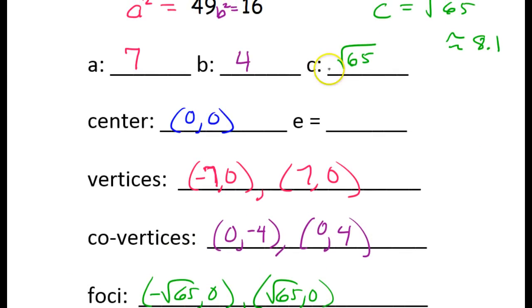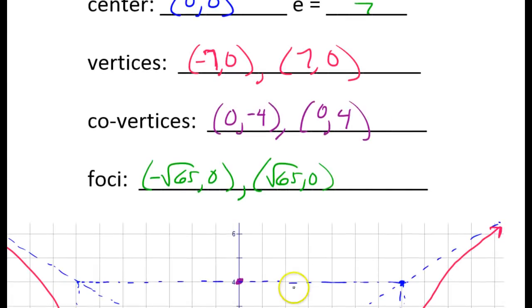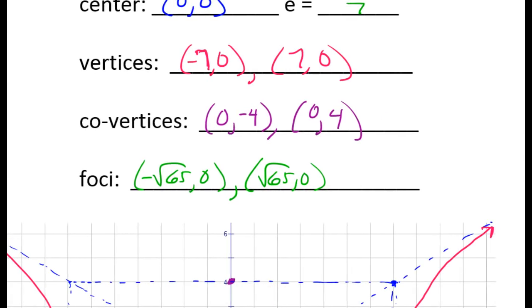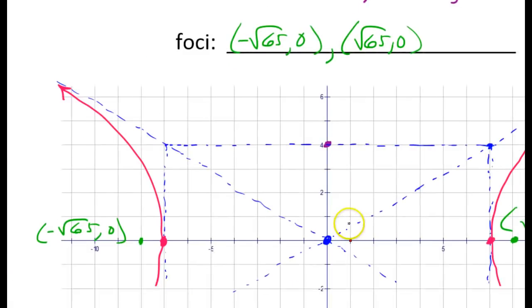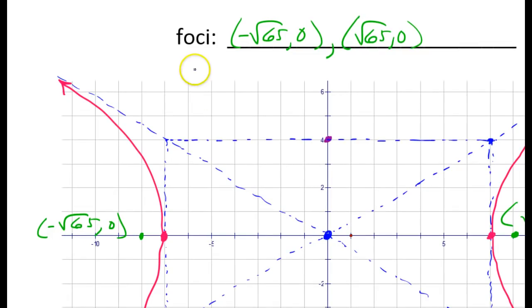The eccentricity is still c over a, so that'll be radical 65 over 7. Now I'm going to add something on here. The asymptotes. We need to know what the equation of, well, the equations, plural, of these two asymptotes are.